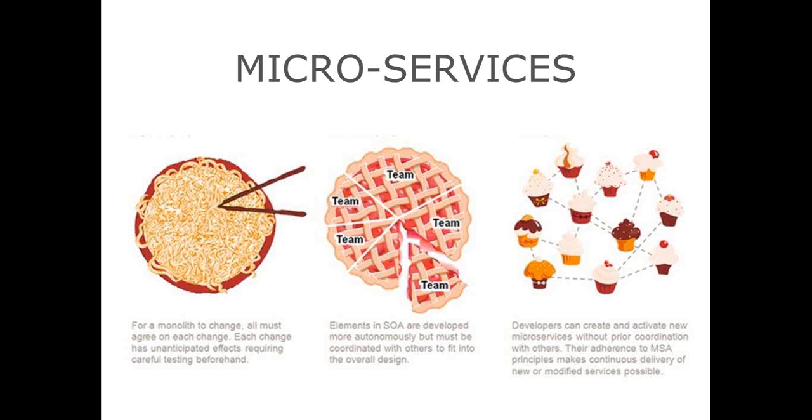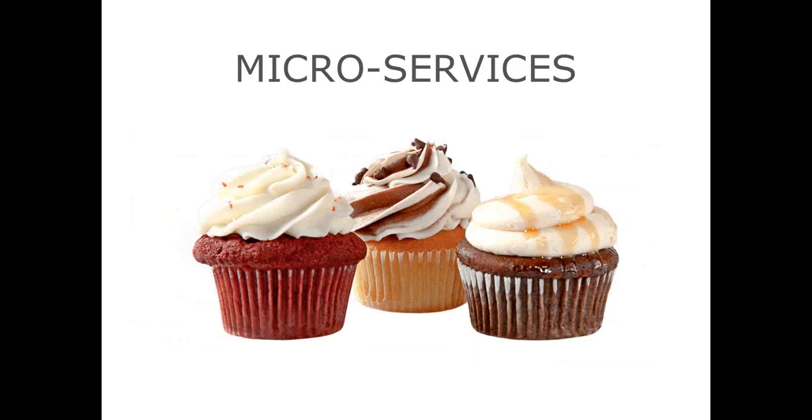Service-oriented architectures, which came to prominence in the early 2000s, allow some decoupling, but the components must still fit into an overall design. We can cut the pie up into individual pieces, but there's still a pie. And microservices are like cupcakes. Each is completely independent of the others. We can develop and implement completely autonomous components that fit together without prior coordination.